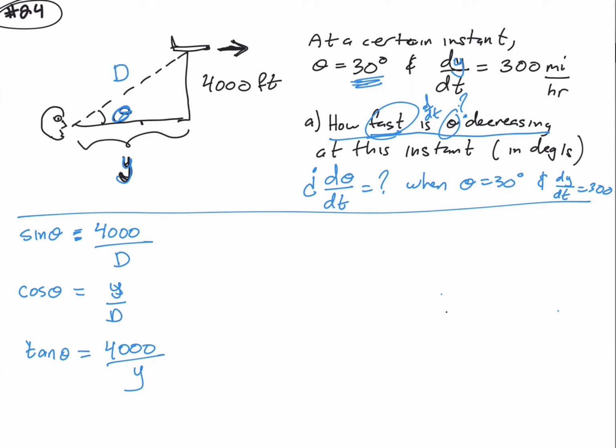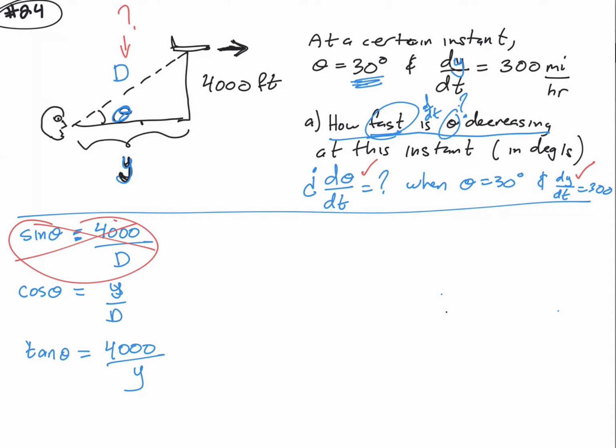So what should we do? What you want to do is look at the information you're given and the information you're being asked about, and try to use the one that has what you're looking for and what you have. Notice they all have theta, so they're all good there. But I'm given a rate about y here, and I have no information about D. Nothing. So should I use sine, for example? No. I should not use sine because I don't know D.